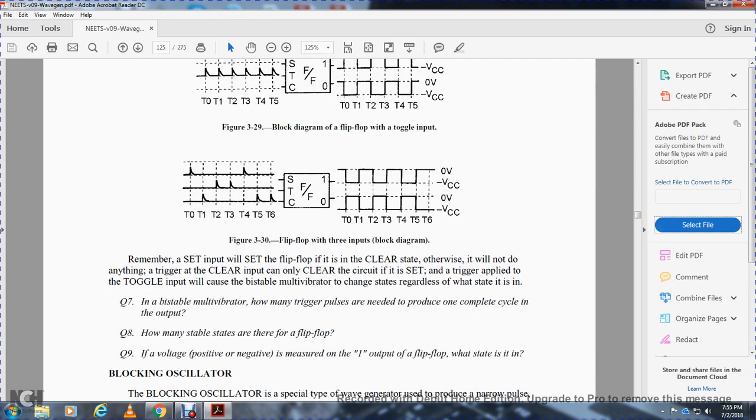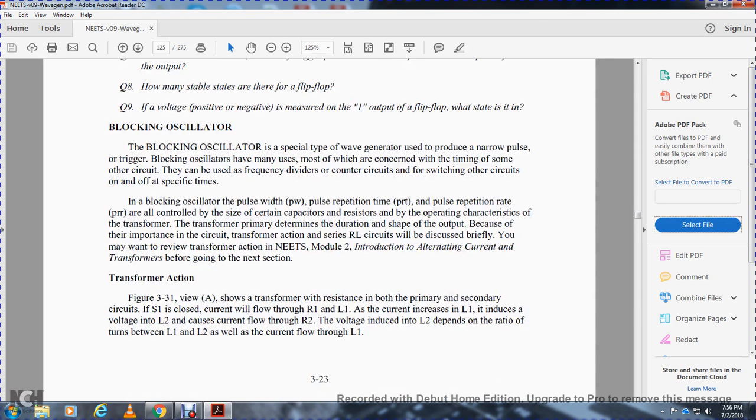Remember, the set input sets the flip-flop to the set state, but otherwise it will not do anything. The clear input clears it. The toggle input applied to a bistable multivibrator changes the state regardless of the state it's in.